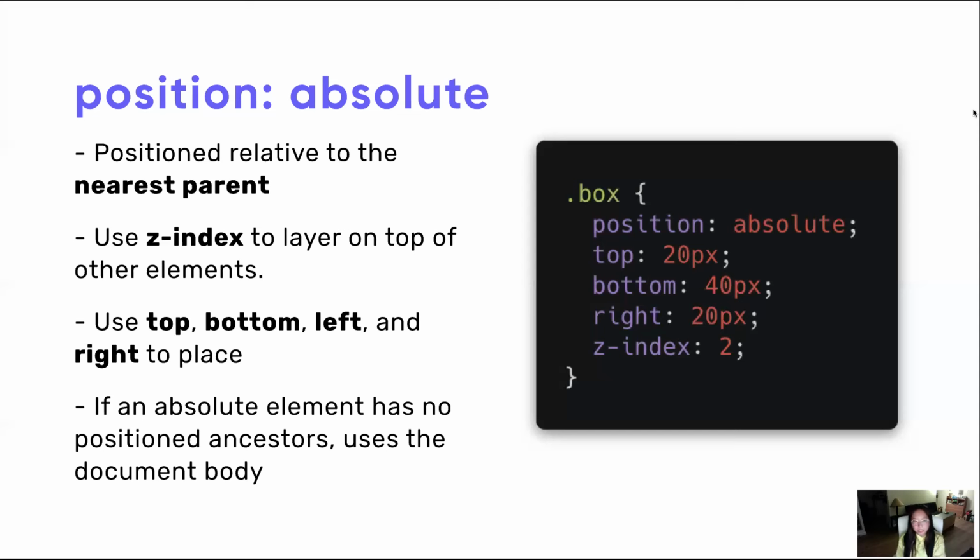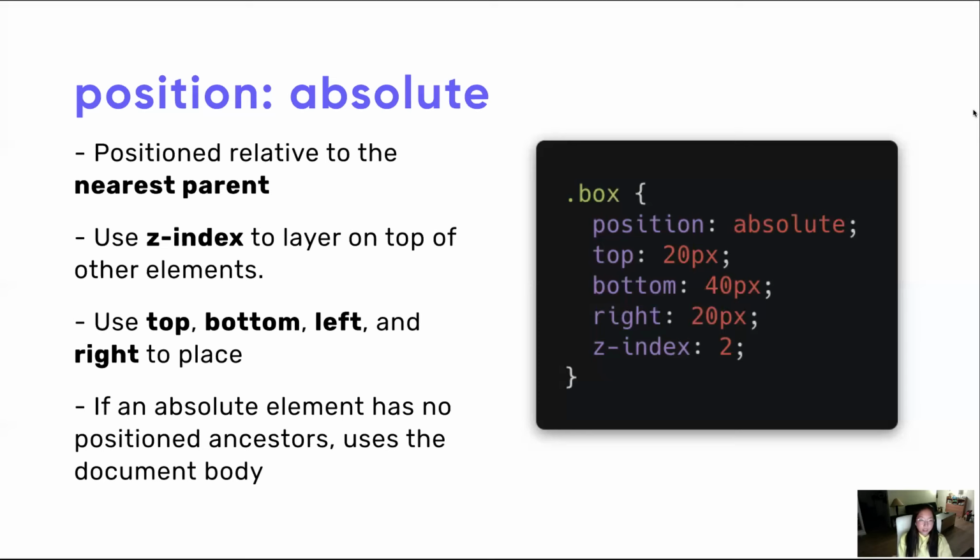So one way to easily specify what should go on top of another is to use the z-index. I'm not sure if we covered this, but the z-index essentially tells you the up and down direction, like if it was coming out of your screen, what should go on top of other elements. And this is also a position that you can use top, bottom, left, and right to place. And if an absolute element has no positioned ancestor, so it doesn't have a wrapper div, then it uses the document body to place itself.